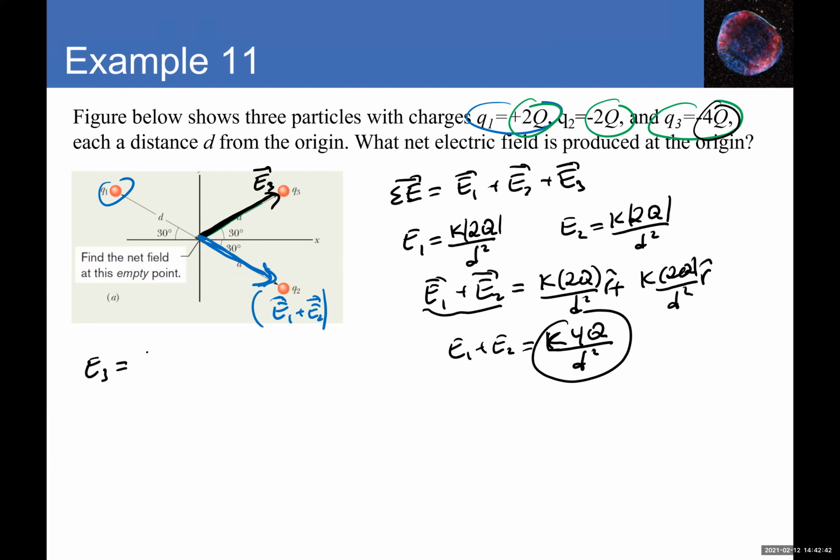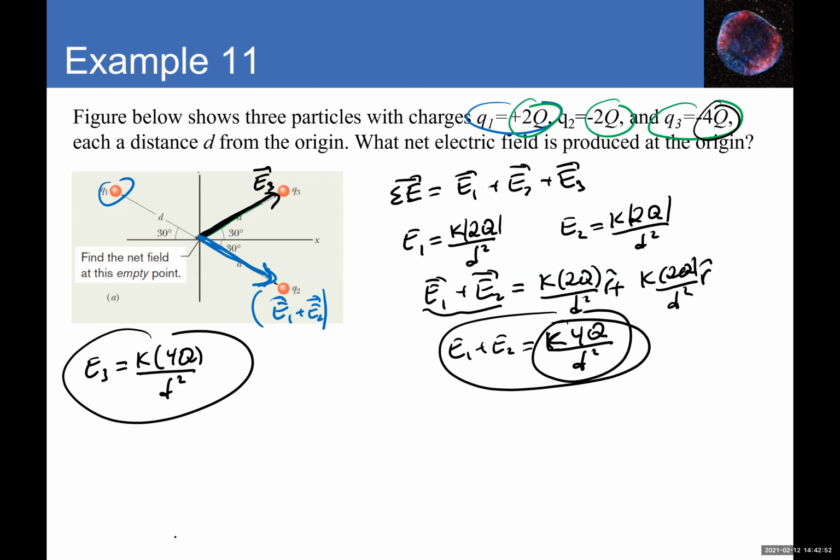In terms of its magnitude, it's K times 4Q over D squared. See, this is K 4Q over D squared. And this one, this combined 1 and 2, is also K 4Q over D squared. And both have the 30 degrees. So in a way, they're exactly the same vector. One is in the first quadrant, the other one is in the first quadrant and fourth quadrant.